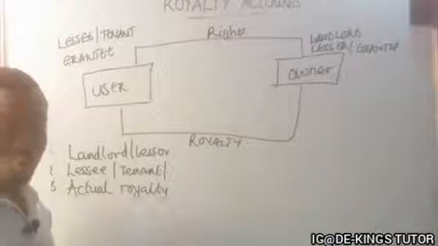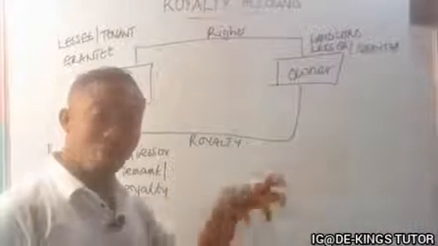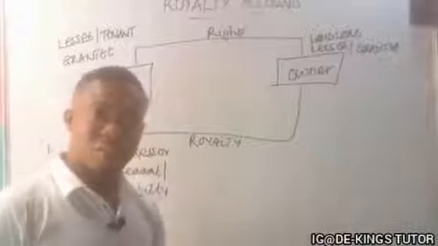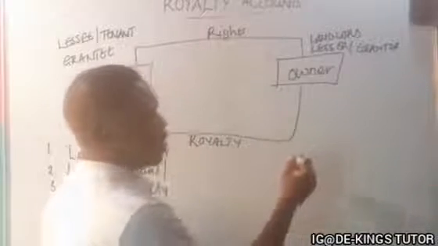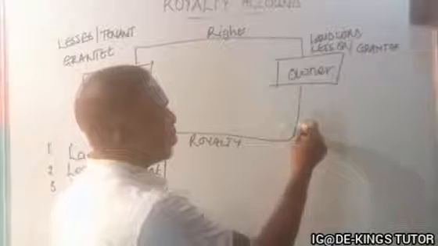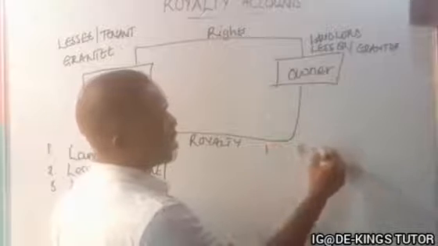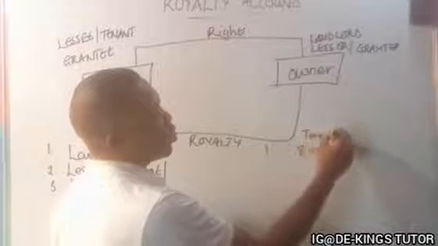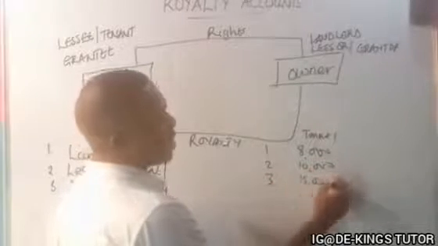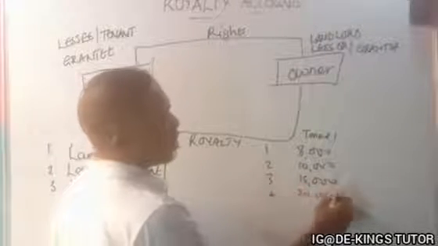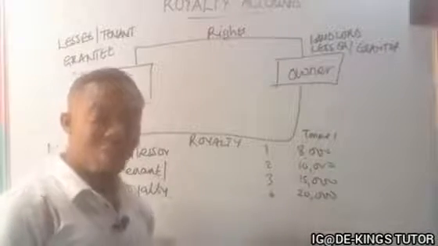Once we go more, we understand that it's called the actual royalty. That's the actual royalty that is gotten from the utilization of the right. For instance, if in a farm they produce, let's say, for the first year, 8,000 tons, the second year, 10,000 tons, the third year, 15,000 tons, the fourth year, 20,000 tons. Now, these are the actual royalty. That is what's gotten from the utilization.